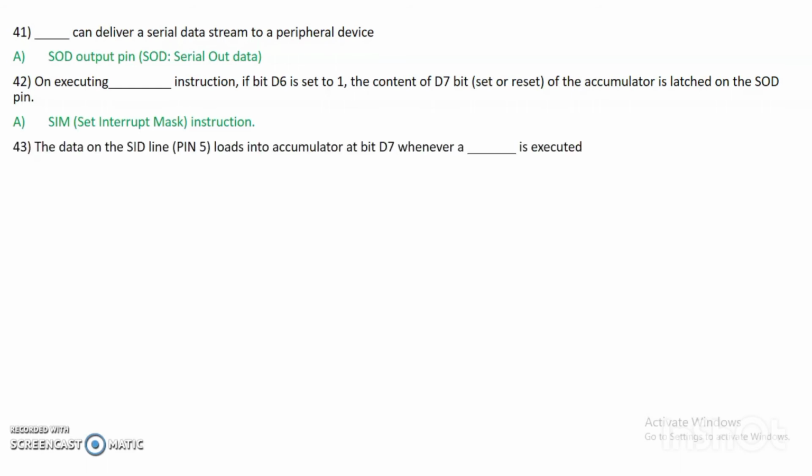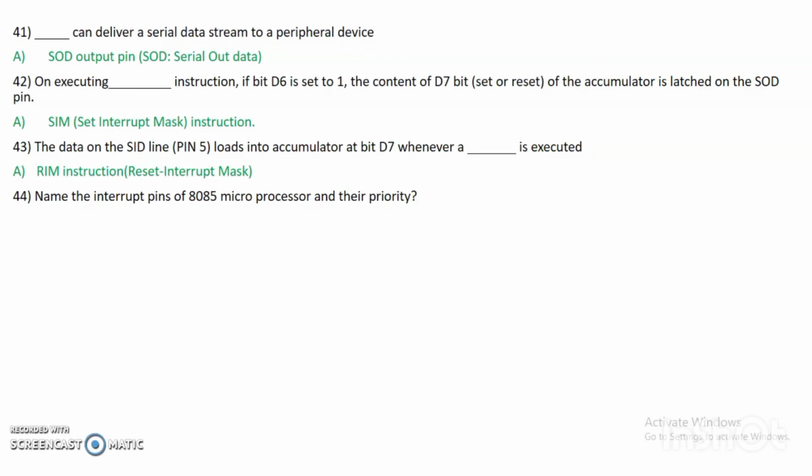Bit number 43, the data on the SID line loads into accumulator at bit D7 whenever a dash is executed. So the answer will be RIM instruction. SIM stands for set interrupt mask and RIM stands for reset interrupt mask.